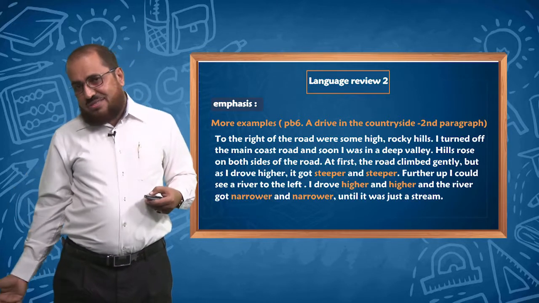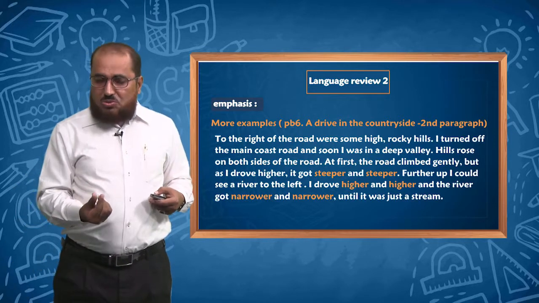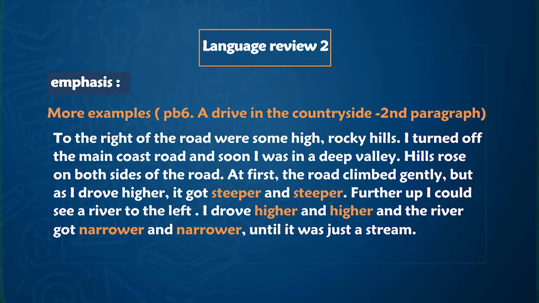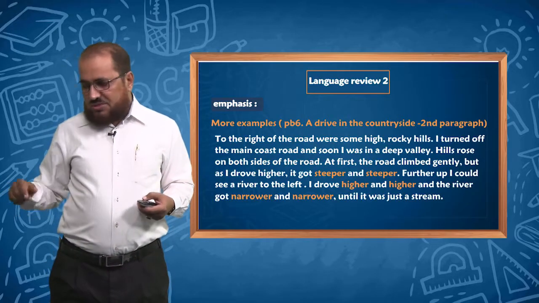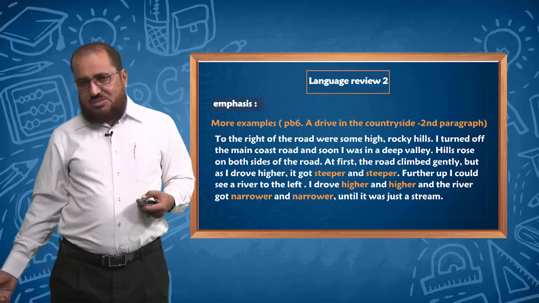What about the river underneath here? It gets narrower and narrower. That means you go higher and higher. Things underneath look narrower and smaller. You see the picture now? Until it was a stream. What is it? The river becomes a stream because it is far away, it is far down, so it looks like a stream.